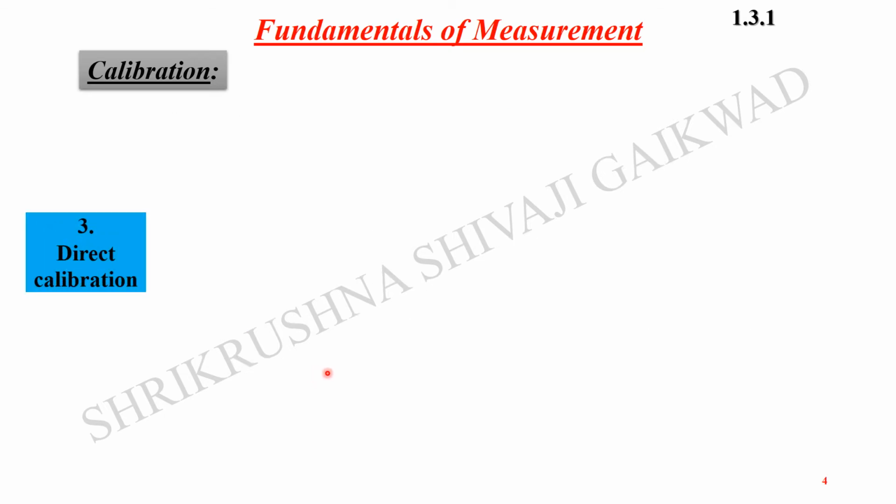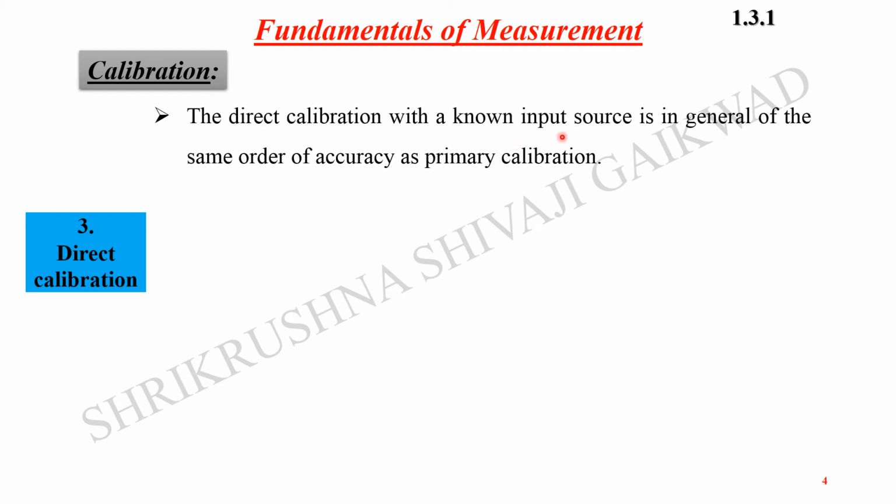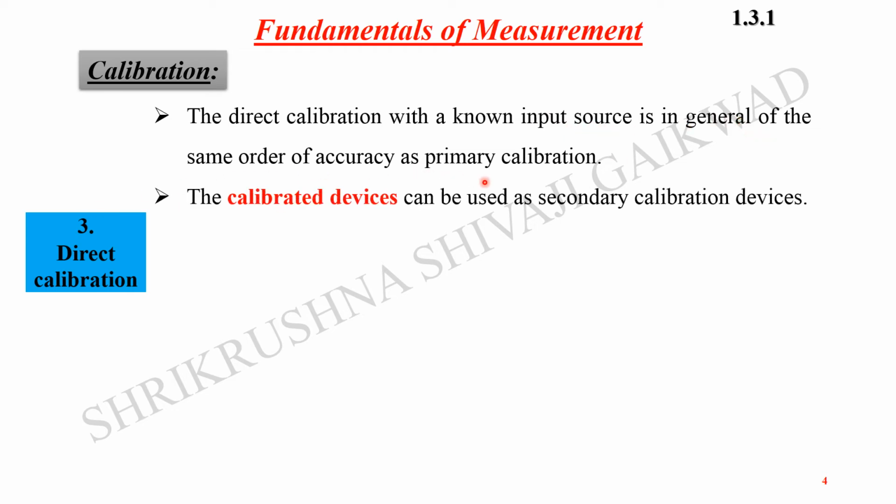The next type is the direct calibration. Direct calibration with a known input source is in general of the same order of accuracy as the primary calibration. This means it is a direct comparison between the primary standard and the device, since we know that the primary calibration or standard is directly calibrated from the standard references. The calibrated devices can be used as secondary calibration devices.